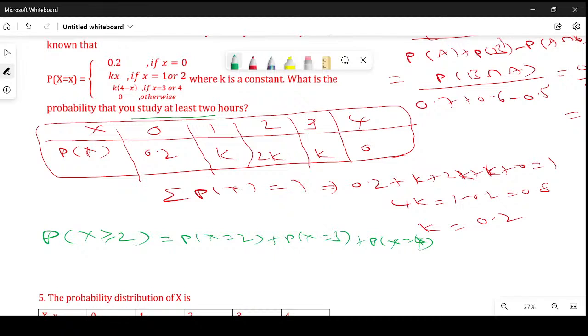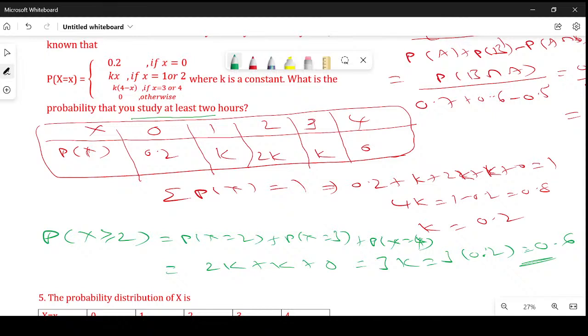Substitute these values. So what is the probability of x equal to 2? Probability of x equal to 2 means it will be 2k. And 3 means k. And x equal to 4 means 0. It will be 3k. But we know that 3 into 0.2, it will be 0.6. That will be our answer, 0.6. So that is the required one.